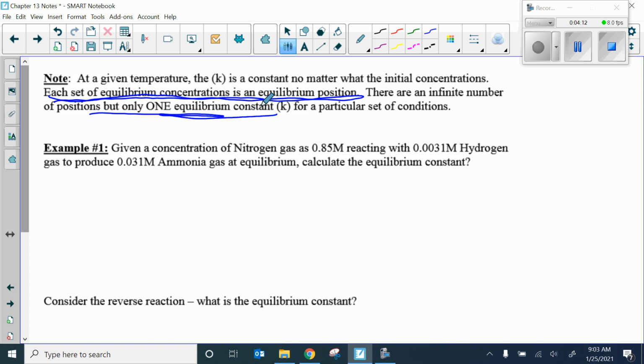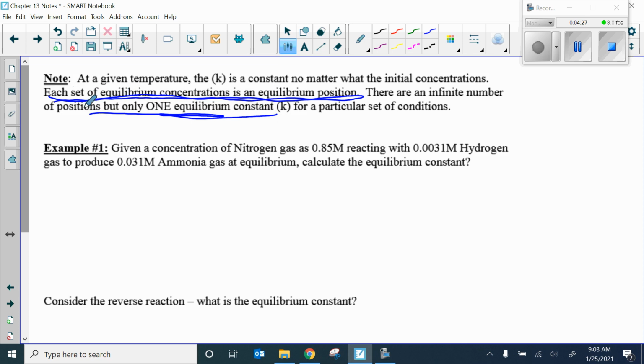I can do experiment 1, 2, 3, 4, all the way out to infinity, but there's only going to be one equilibrium constant. The particular set of conditions, remember, just think about our classroom. That is a set of conditions. So here's our first example.